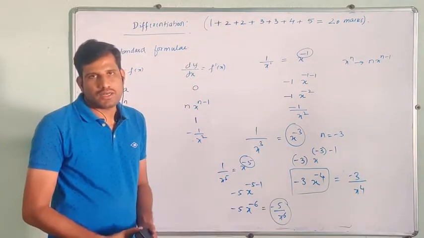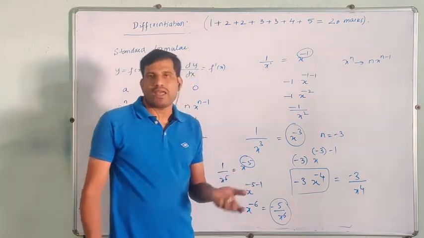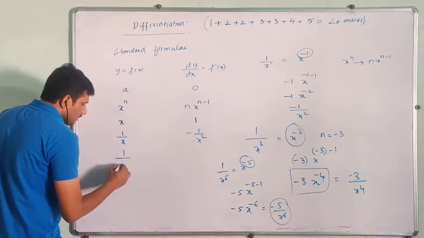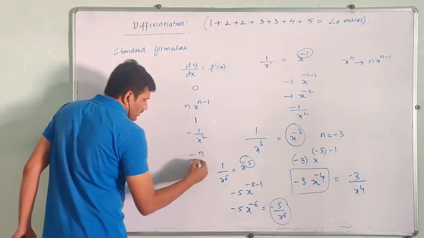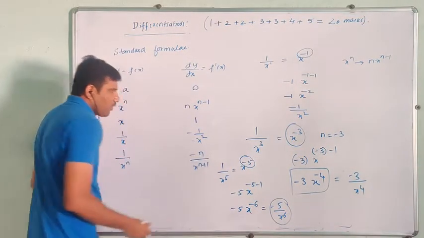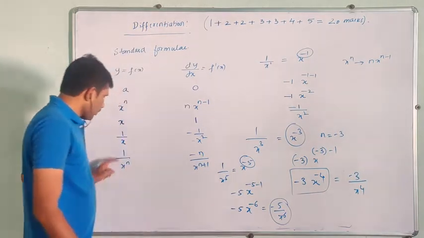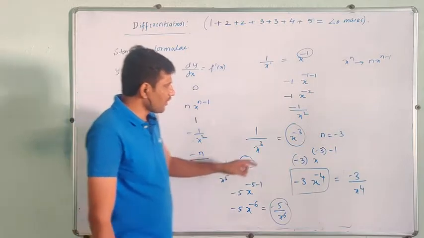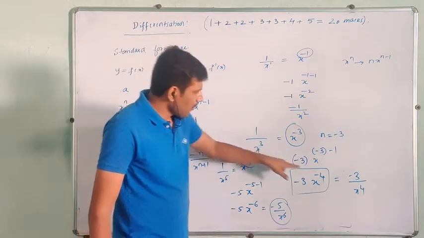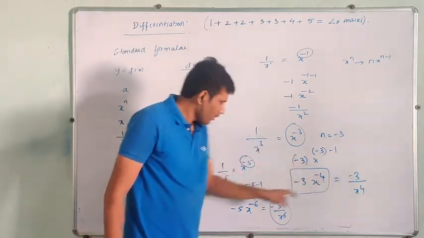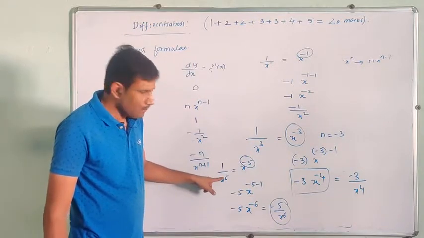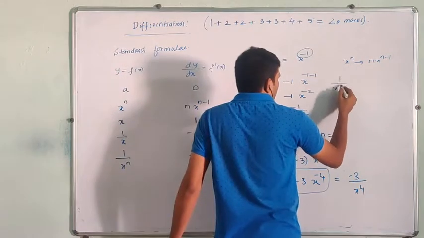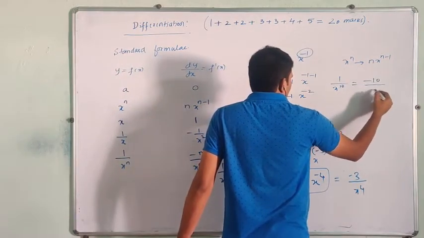Is it clear, friends? So the derivative of 1 by x raised to n, in general, is nothing but minus n divided by x raised to n plus 1. We can observe this is the formula for 1 by x raised to n: minus n by x raised to n plus 1. Here n is 3, so minus 3 by x power 4. For x raised to 5, it is minus 5 by x power 6. So the derivative of 1 by x power 10 is minus 10 by x power 11.